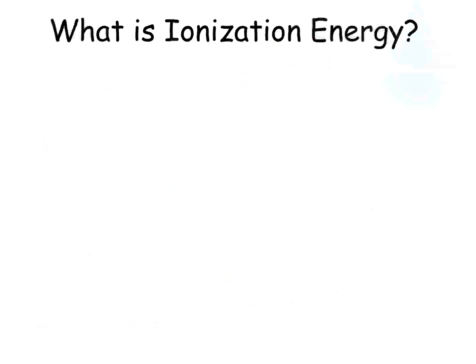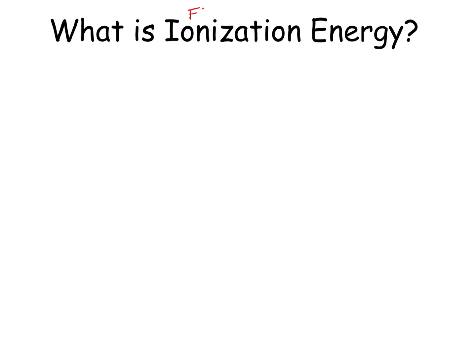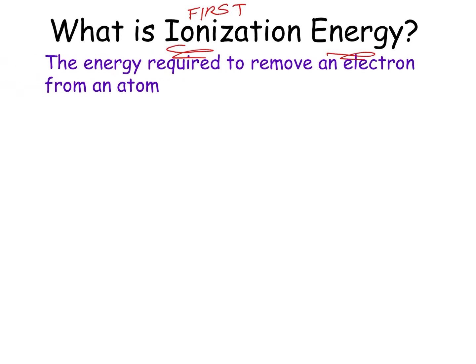Okay, the next thing we're going to talk about is ionization energy. Find that on Table S. It's known as first ionization energy. It is the first column of data after the name. So we should probably talk about what it means. Ionization energy is the energy required to remove an electron from an atom. So how much energy does it require to take electrons away?